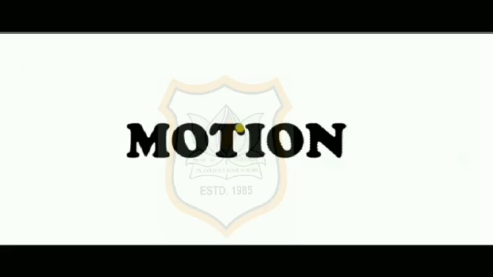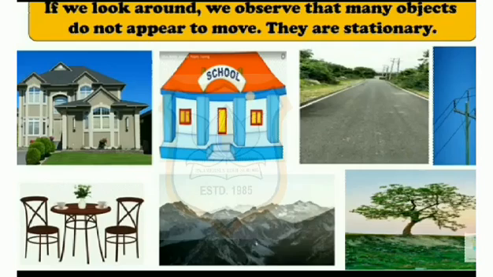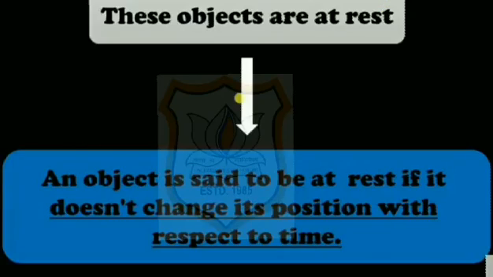Our next topic is motion. If we look around, we observe that many objects do not appear to move. They are stationary objects. If you see in the slide, house, school, roads, table and chair, Himalayas, trees, these are stationary objects. We can say these objects are at rest. An object is said to be at rest if it does not change its position with respect to time.